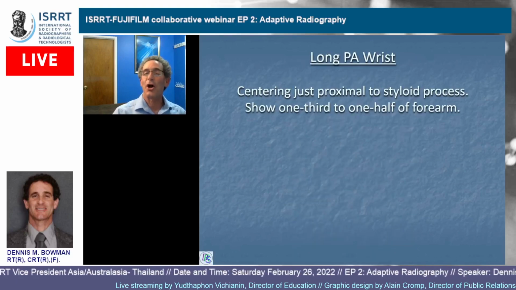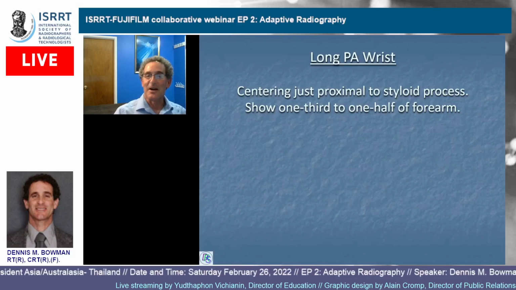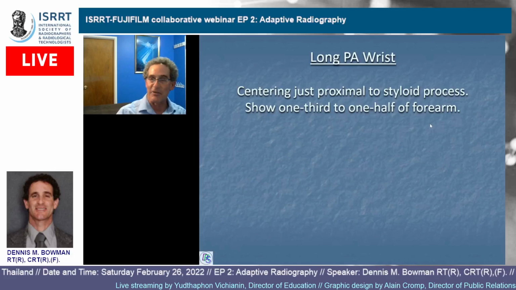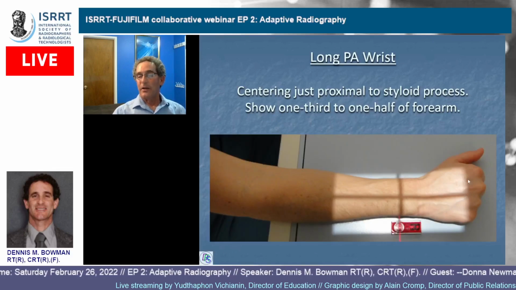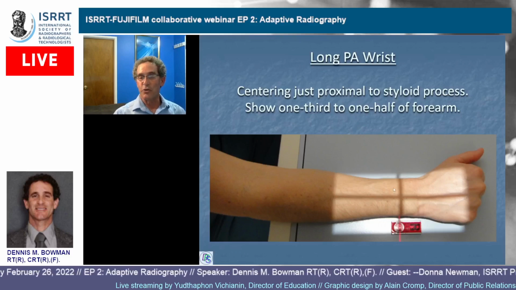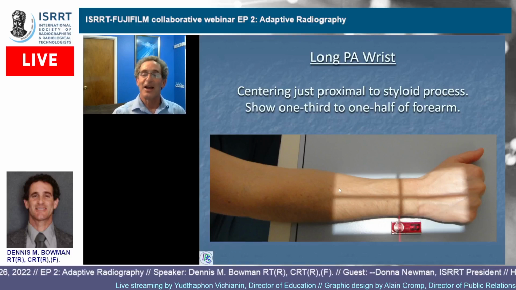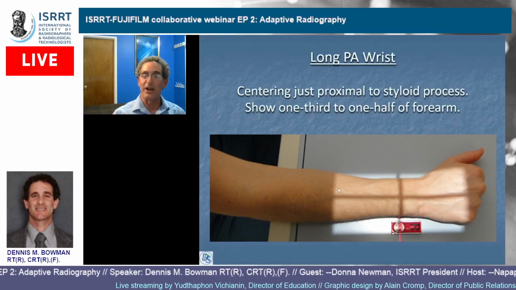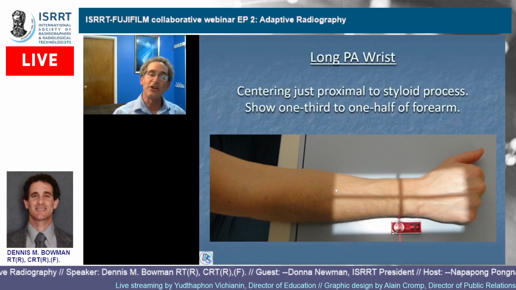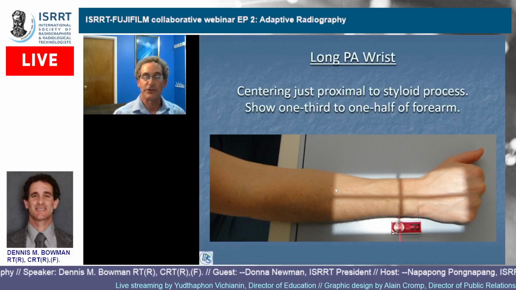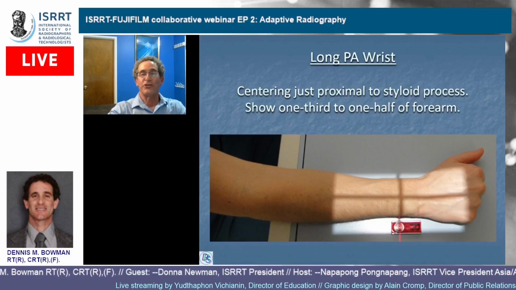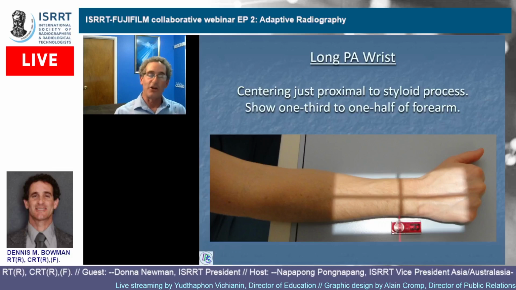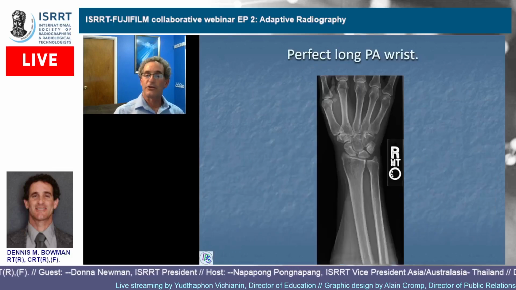This is a long PA wrist, centering just proximal to the styloid process, and it shows about a third to a half of the forearm. A lot of radiographers would say this is showing too much. It's half of a forearm, right? The other half of us would say in a trauma situation, you need to always go long because you never know. If it's somebody you're looking for arthritis or something like that, you're not looking for a fracture, yeah, no reason to go long. So this is what it would look like.